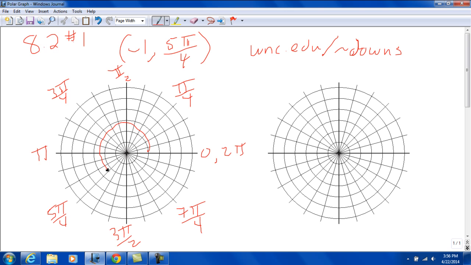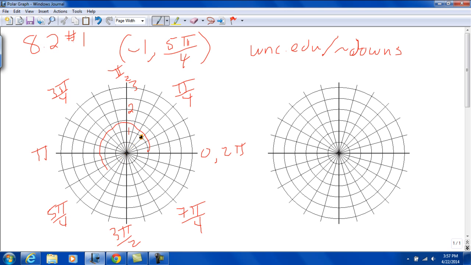Now, positive one would be out this direction. And we could scale this as well. We can call this 1 there, and 2 there, and 3 there, and so on. But this is talking about being -1. So -1 is going to be on the other side of the origin, or the pole, I should say. So instead of being out here at 1, it's going to be the other direction over here at -1. So this makes it -1.